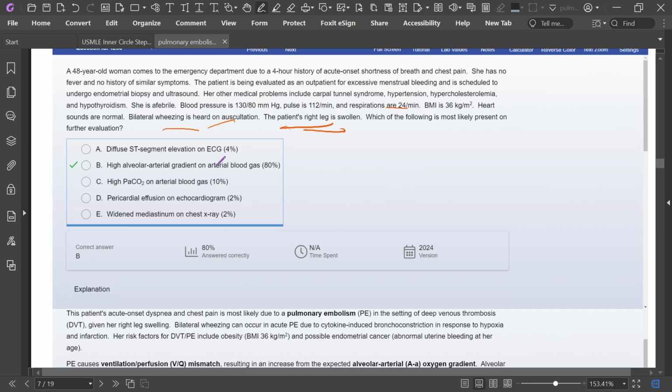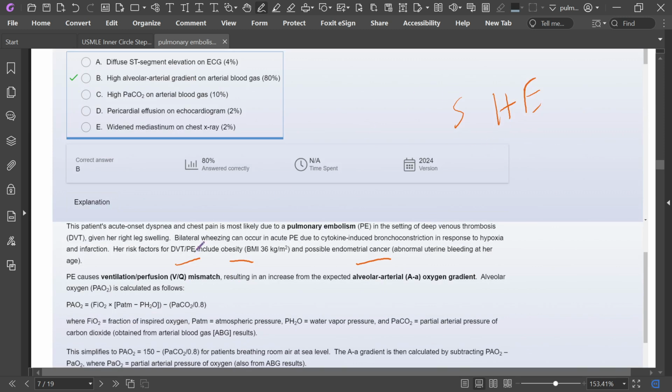Okay, now this patient has acute onset dyspnea and chest pain, most likely pulmonary embolism in the setting of DVT, given her right leg swelling. Bilateral wheezing can occur in acute PE due to cytokine-induced bronchoconstriction in response to hypoxia and infarction. Risk factors of DVT or PE include obesity, possible endometrial cancer, stasis, hypercoagulability, and endothelial damage. PE causes V/Q mismatch, with an increase from the expected A-a oxygen gradient.